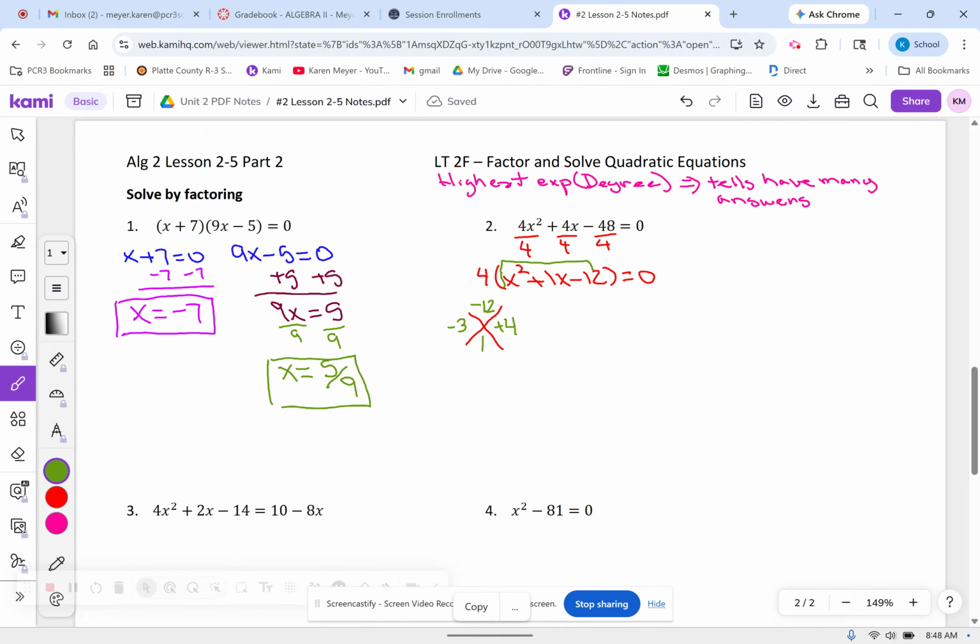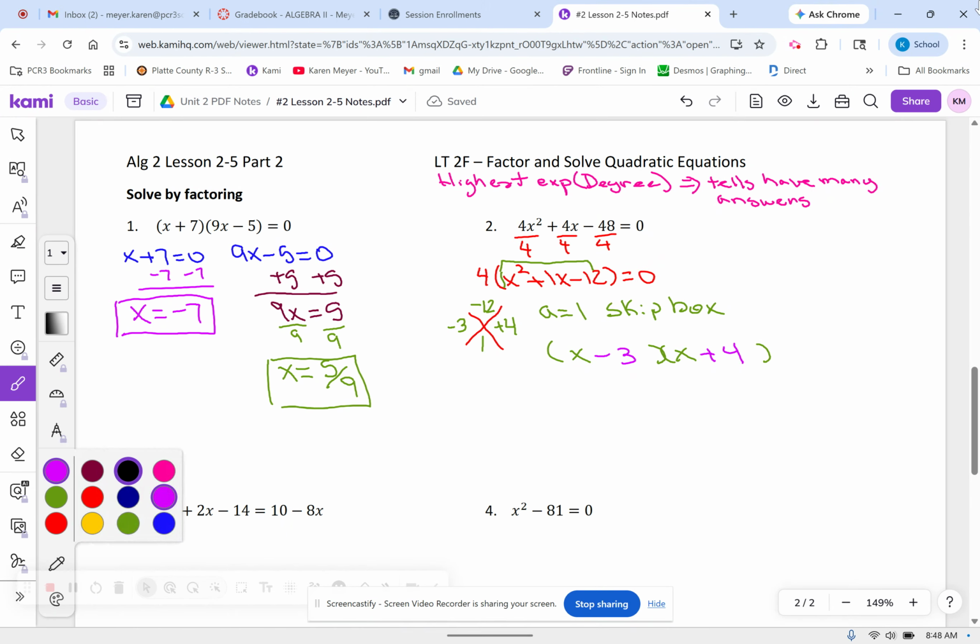Now this is where you have to decide: do I make the box or can I skip the box? If I look, a is 1 because the number in front of x squared is 1, so we get to skip the box. We're going to go straight to our two parentheses: x, x. Make sure you pick your side numbers. Negative 3 goes in one parentheses, positive 4 goes in another. Keep your GCF. Our GCF was 4, so keep that out in front of your parentheses, and then equals 0.